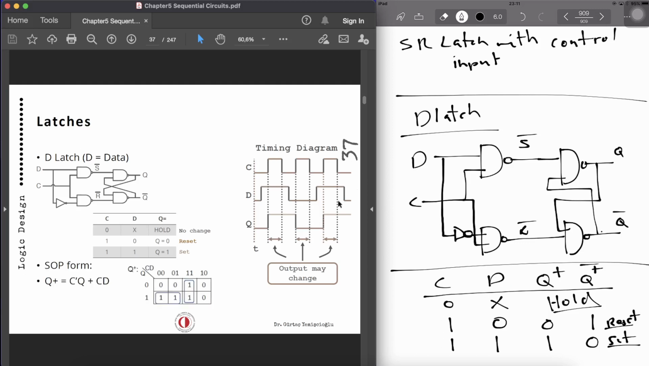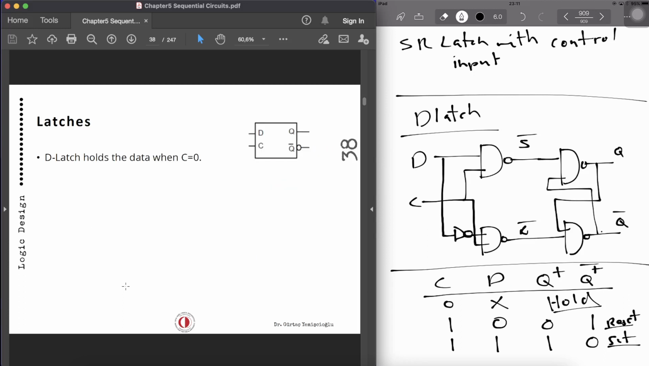So you can also expand this and find the equation for the D latch, which is Q next is C prime Q or CD. This is the equation for the D latch. And the D latch holds the data when C is 0. Output can be changed based on C. When C is 1, it's level triggering, so output follows input.